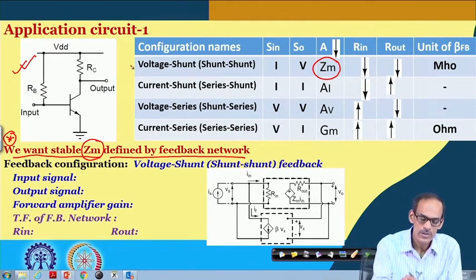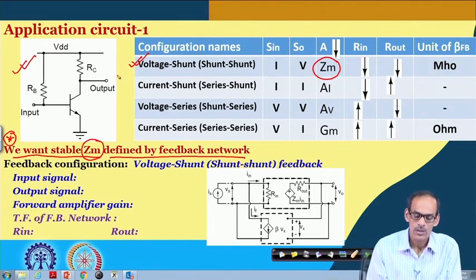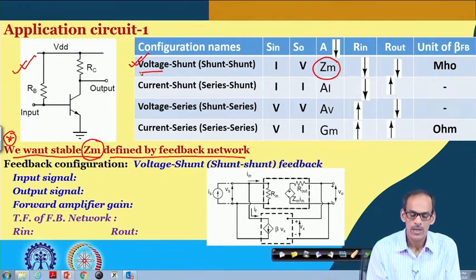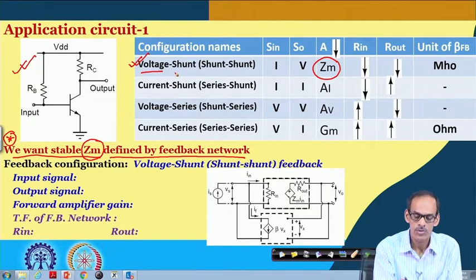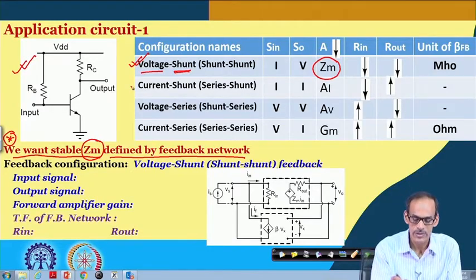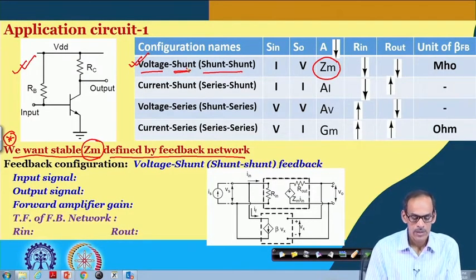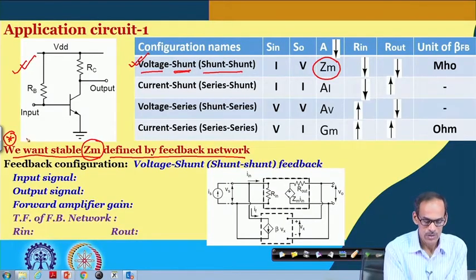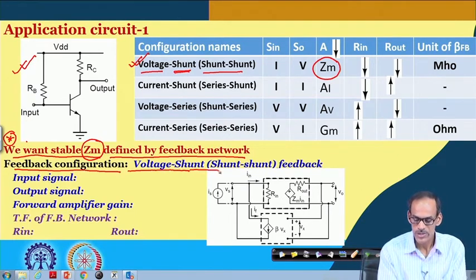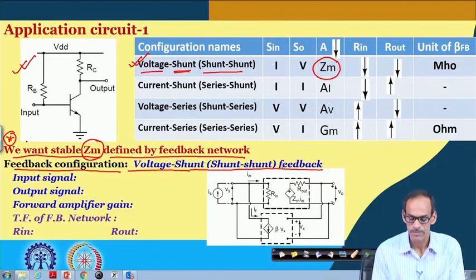So, this is the configuration we have to use, where we need to sample the signal in the voltage form, and we have to mix the signal at the input in the shunt configuration, or we can say the current form. So, based on this table and the requirement, the feedback configuration is voltage shunt, or shunt feedback configuration.